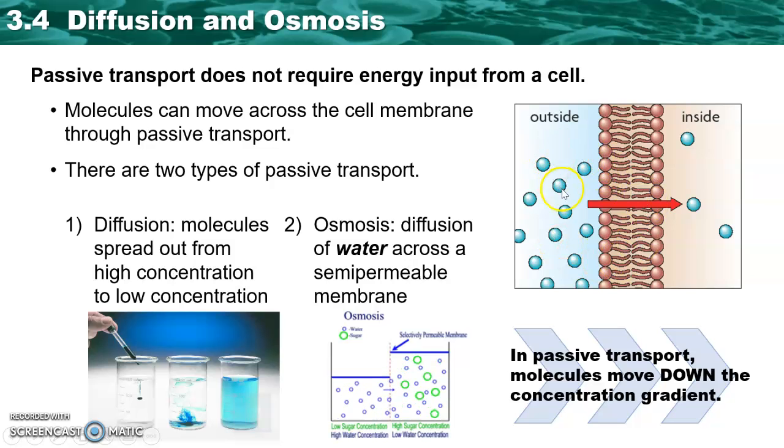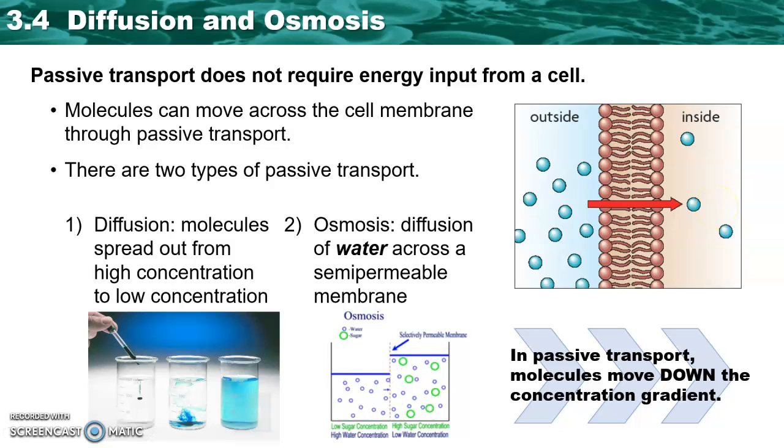So if these molecules are able to pass through the membrane, maybe it's something like oxygen that can diffuse through membranes. If there's a lot of oxygen on one side of the membrane, it will passively, without the use of energy, diffuse right through that membrane to the inside where there's a lower concentration.